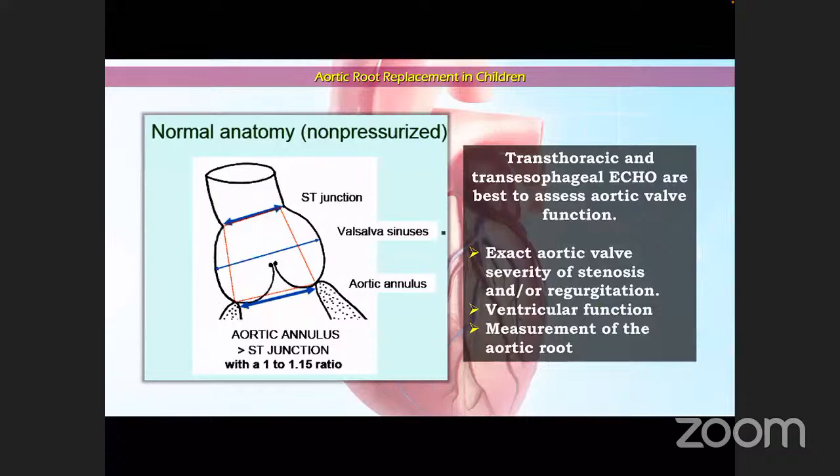As you all know, the normal anatomy of the aortic root, we have the sinotubular junction, then you have the sinuses of Valsalva, and you have the aortic annulus. And by echocardiography, actually, you can measure these levels of the aorta very accurately. And sometimes the transthoracic or transesophageal echocardiography is all that you need for the diagnosis.